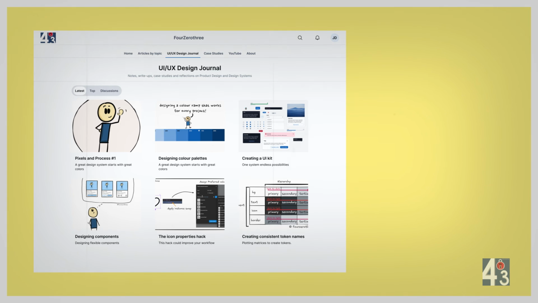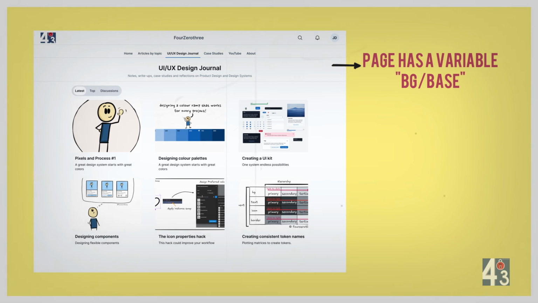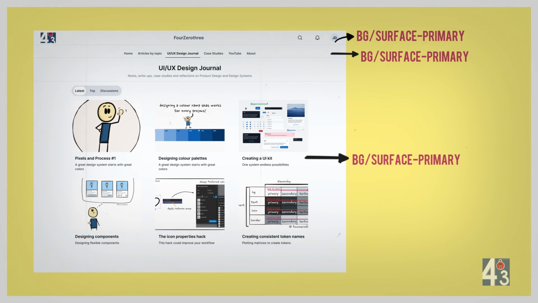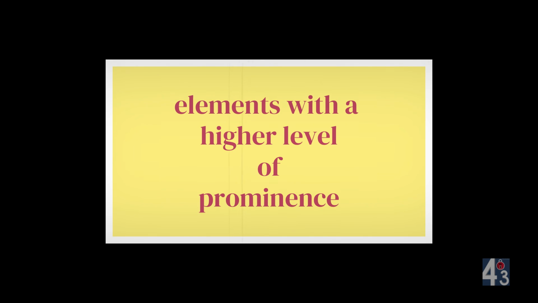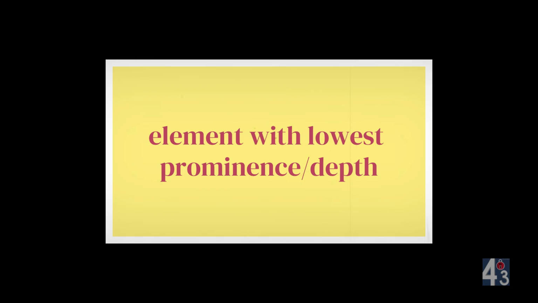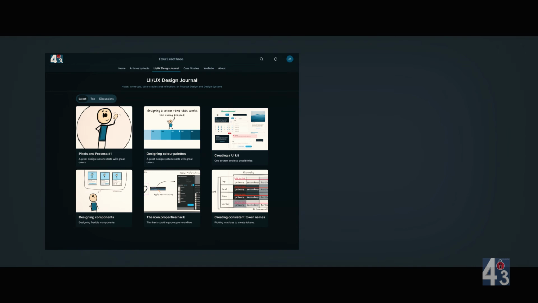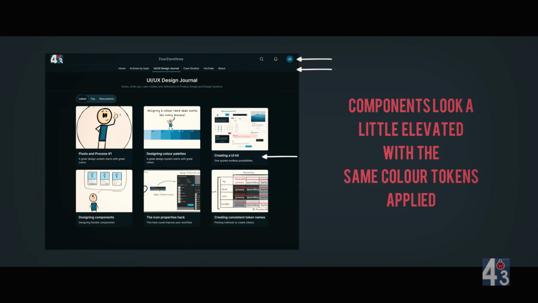Notice the page itself has a color called BG base, whereas the components like the header, the tabs, and the card that sit on the page have the color BG surface primary. Essentially, I am assigning those elements with the higher level of prominence as BG surface, whereas the lowest level of prominence in terms of depth would be the page itself, which has BG base. This gives me a little more granular control when I flip to dark mode. I can make the components look a little elevated with the same tokens.